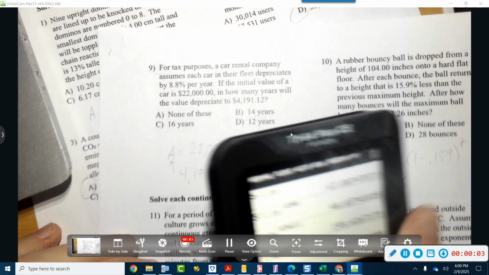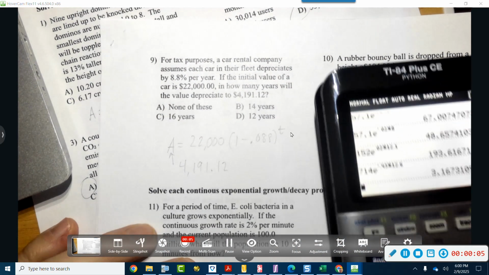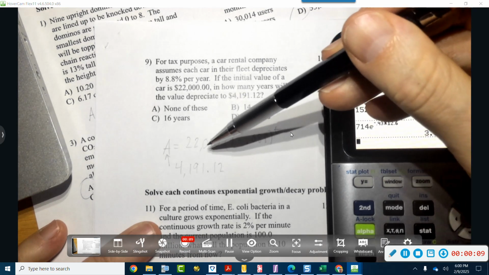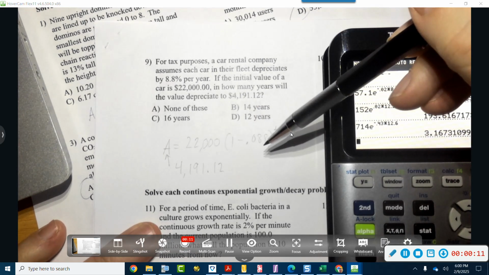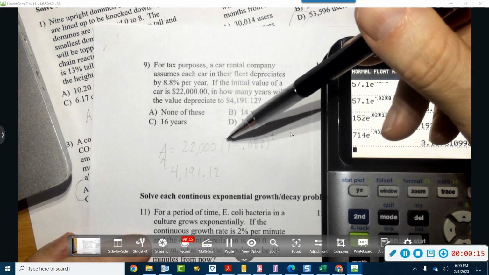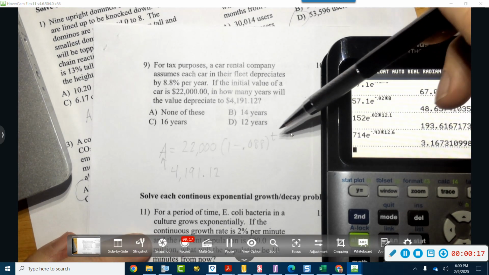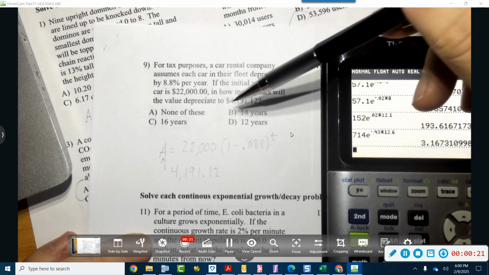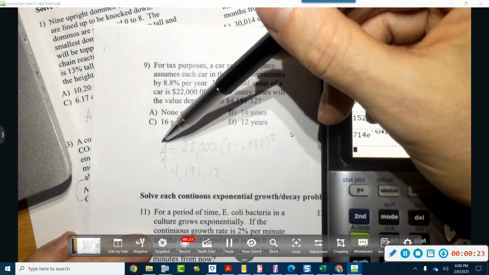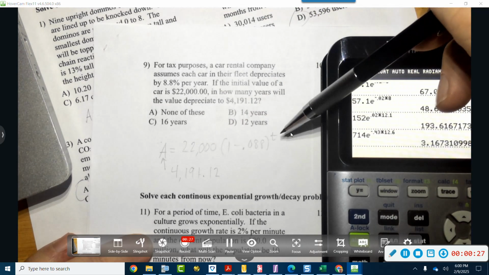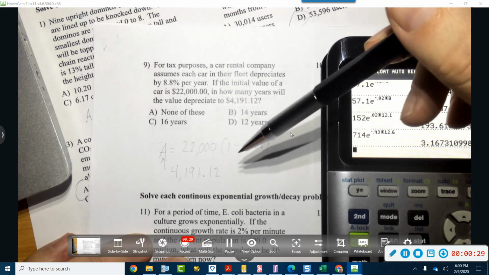Alright, so for number 9 and 10, this is going to be a little different. What you'll notice is that you've got your initial starting point. You do have a percentage of depreciation, which is obviously decay, so we're going down a percentage, but we're not told when something is going to happen. We're told what that something needs to be. So this is different, and you can actually only solve this for t when you know how to use logarithms, but you guys aren't there yet.